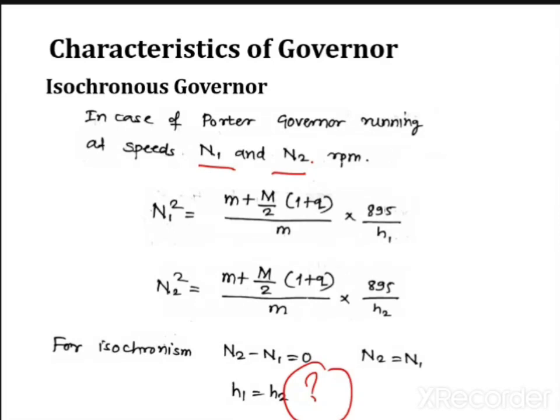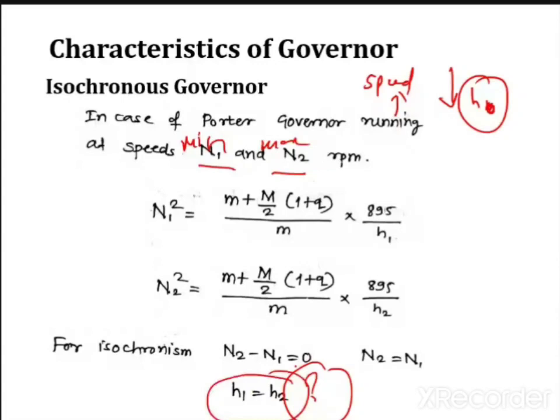Now you know this concept: as the speed increases, h decreases. N1 and N2 are two different conditions, minimum and maximum speeds. And now for isochronism, h1 should be equal to h2. Is it possible or not? No, exactly. Why not? Because as the speed increases, obviously your h2 will decrease. So h1 is never equal to h2.